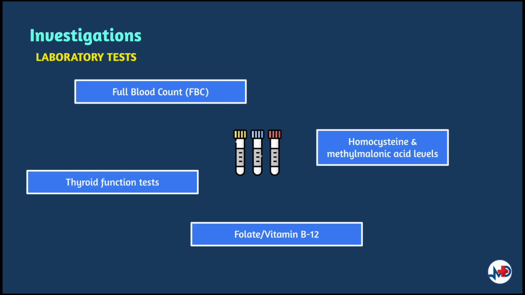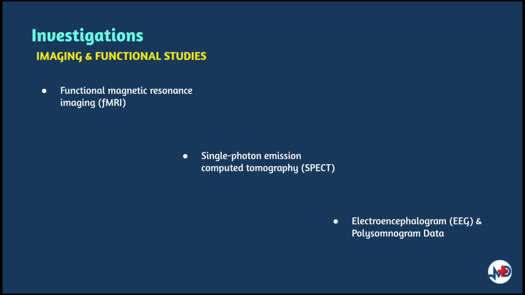The following lab tests may be carried out in the evaluation of patients with dysthymia. These include full blood count, thyroid function test, folate or vitamin B12 levels, and homocysteine as well as methylmalonic acid levels. When it comes to imaging and functional studies, functional magnetic resonance imaging or fMRI offers promise in the differential diagnosis of dysthymia, but remains strictly a research tool. Single photon emission computed tomography or SPECT scanning is being offered commercially at some centers, but the existing database on depression may not be adequate, rendering this likely limited to an experimental study for the depressive spectrum.